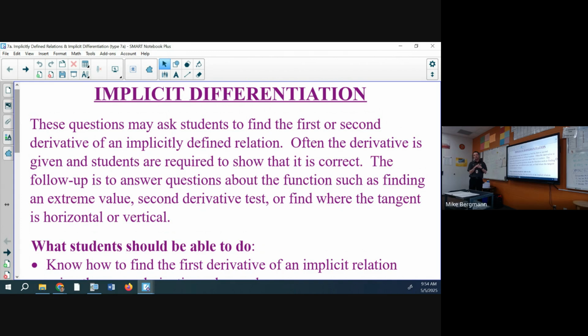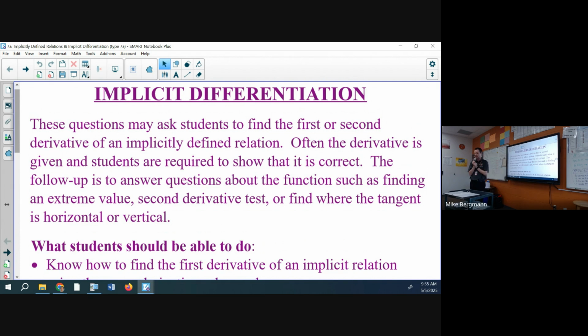Last week, we were talking about separable variables. This is kind of like the opposite of that. This is where instead of having the derivative already given to us, we are taking the derivative and going from there. So the derivative is often given, and students are required to show that it's correct. The follow-up is to answer questions about the function, such as finding an extreme value, a second derivative test, or where the tangent is horizontal or vertical.